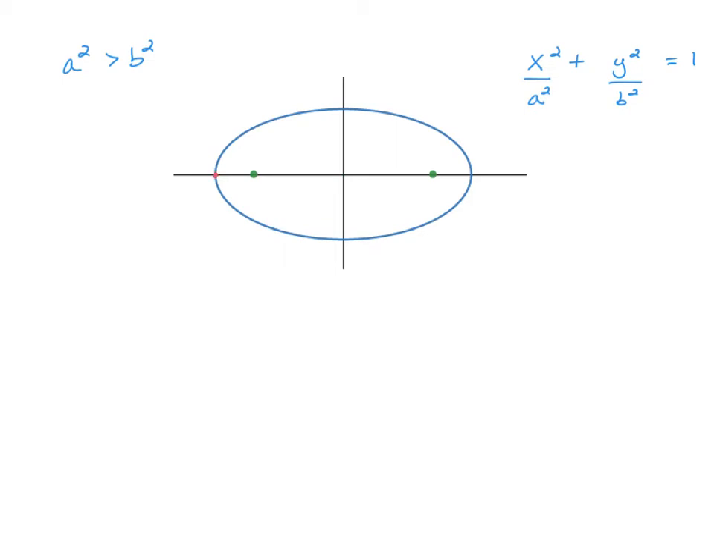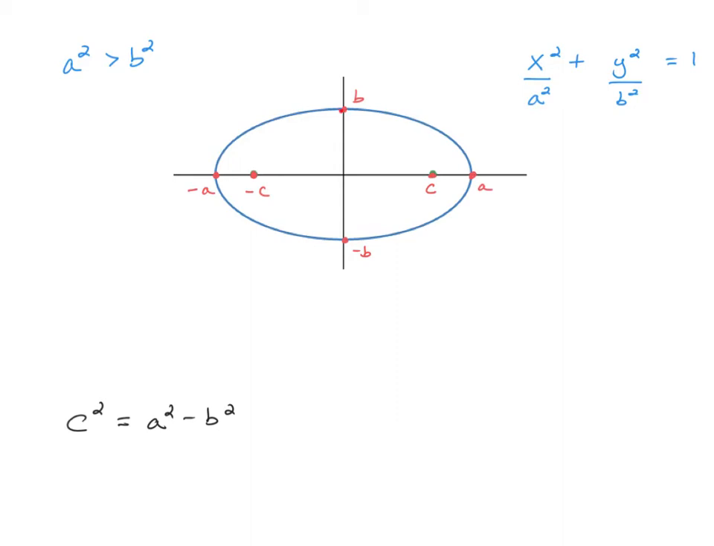So just to recap, this spot here was at an x value of negative a, this was at positive a, this is b, this is negative b, and this spot here is at some negative x value, and this one is at some positive x value, which I'm calling c. And they satisfy the equation c squared is equal to a squared minus b squared. But what are these points and why are they important?